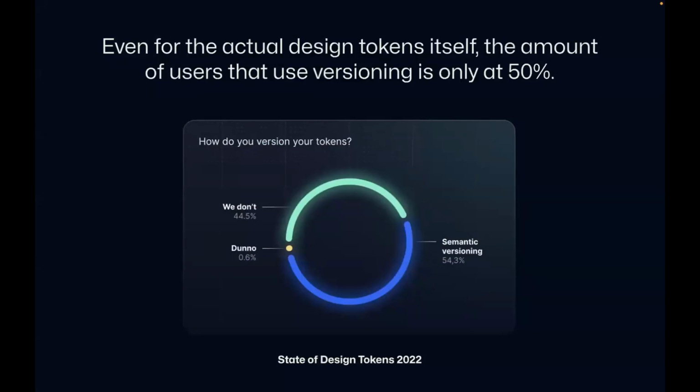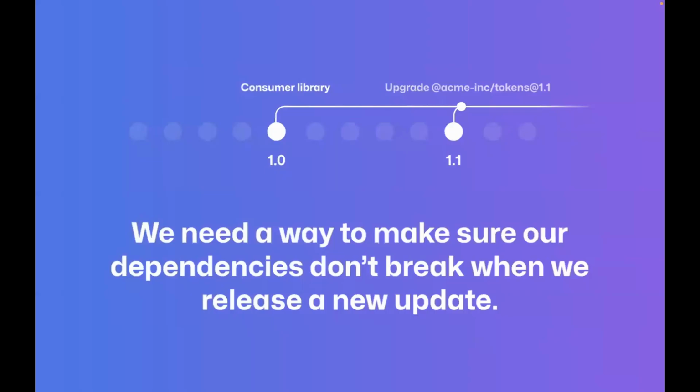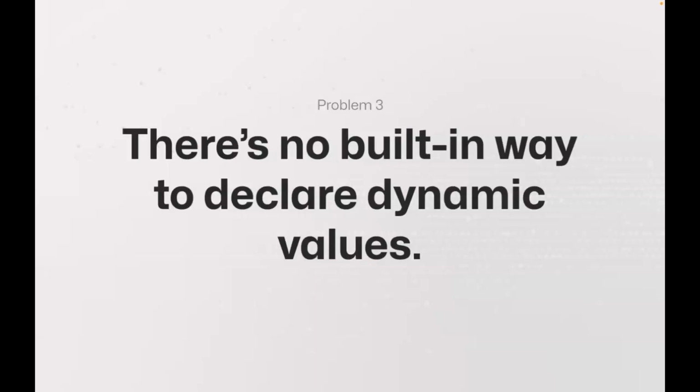The State of Design Tokens survey from 2022 found that only 54% of design token users are using some form of versioning for their actual tokens. And this number is probably way lower for anything like dependencies because there is no proper support yet. So what we need is a way to import a design token library, and we need a way to make sure that our dependencies do not break when we release a new update. So we need this kind of confidence.